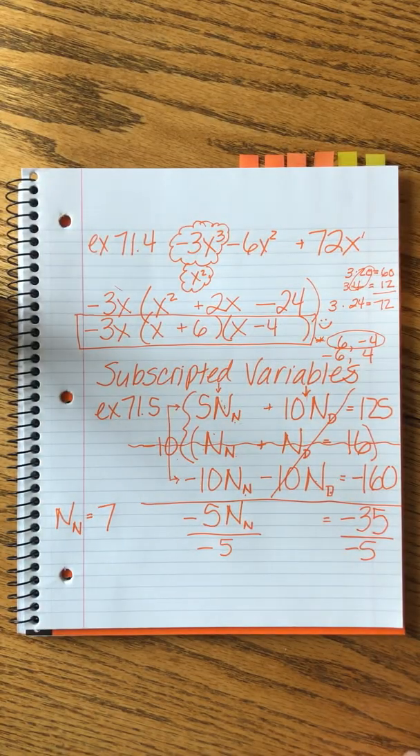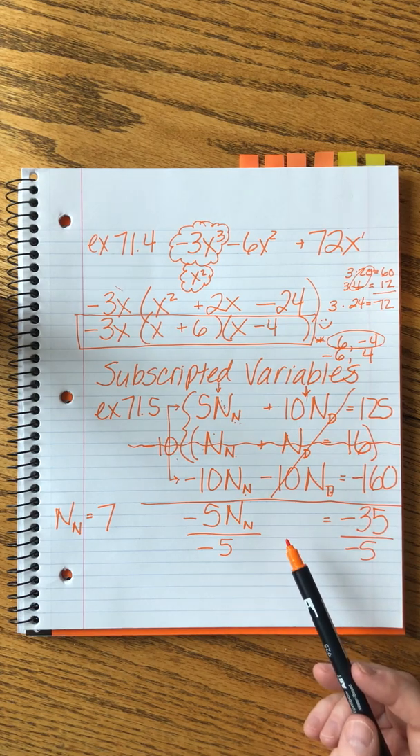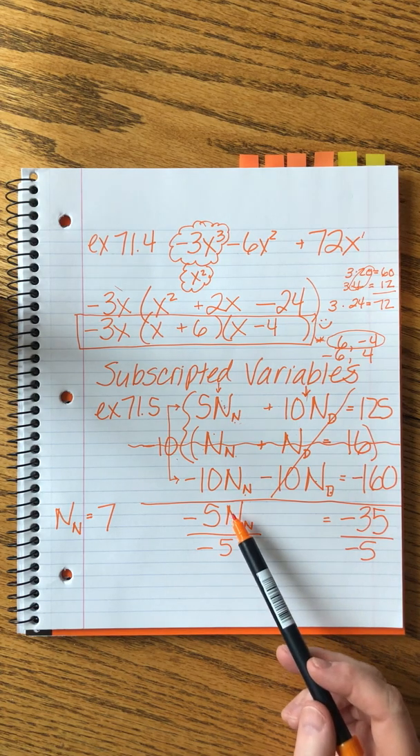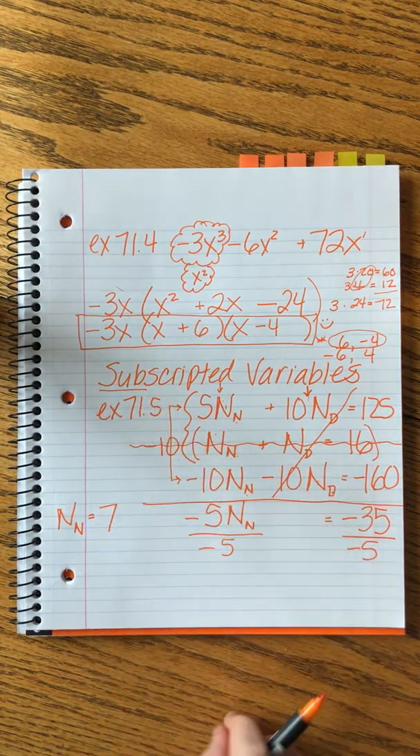Okay? There's no way of knowing in this problem that this means number of nickels. I'm just giving you spoilers. That's what that's going to refer to. You can just say n sub n. And then just like before, we're solving this. The math is exactly the same.